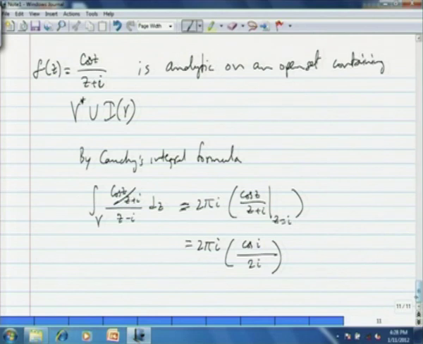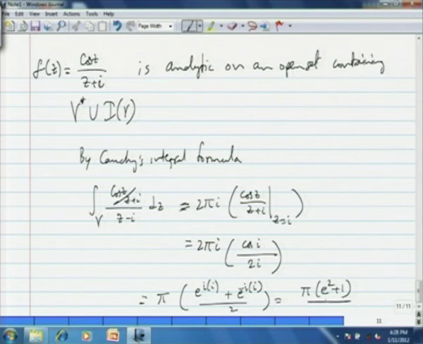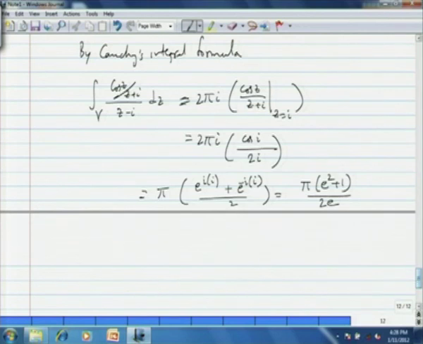This can be simplified. First 2i cancels with 2 pi i for a pi, and then cosine i is, recall, e power i times i plus e power minus i times i, divided by 2. So, that gives you pi times e squared plus 1 over 2e. That is what the integral evaluates to. So, this is another example of how to use Cauchy's integral formula to compute integrals.